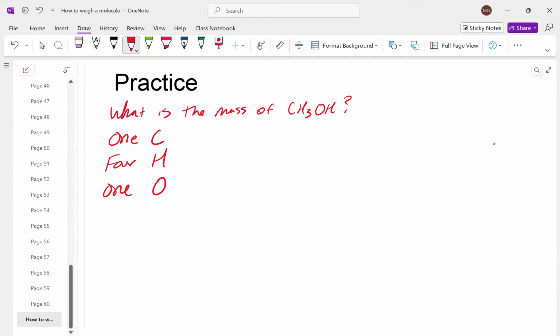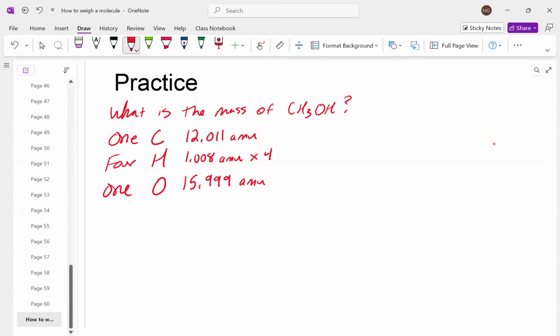So we look at the periodic table and we find the mass of carbon. Carbon is 12.011 atomic mass units. Hydrogen is 1.008 atomic mass units, but notice I have 4 of them, so I'm going to multiply that number by 4. And then oxygen has an atomic mass of 15.999 AMU.